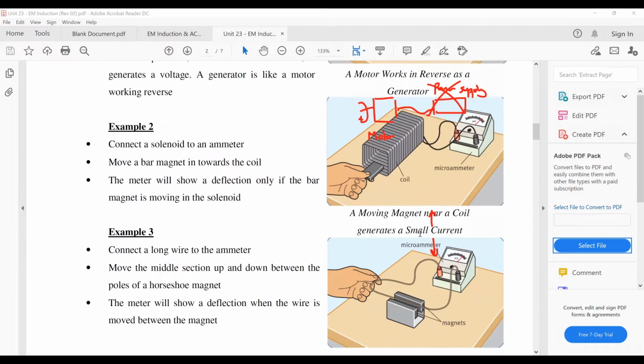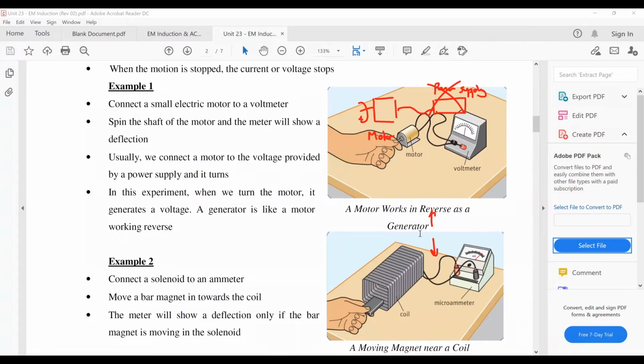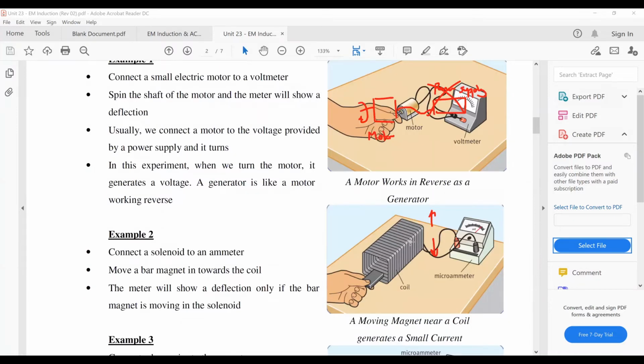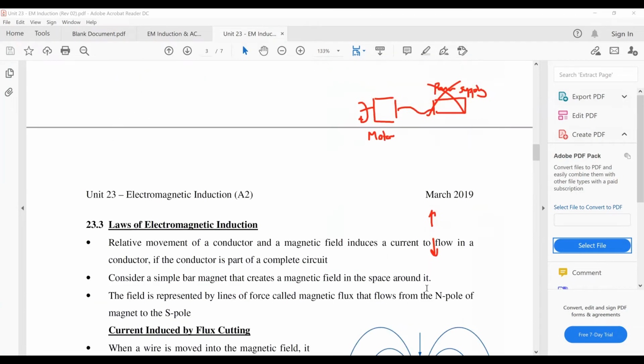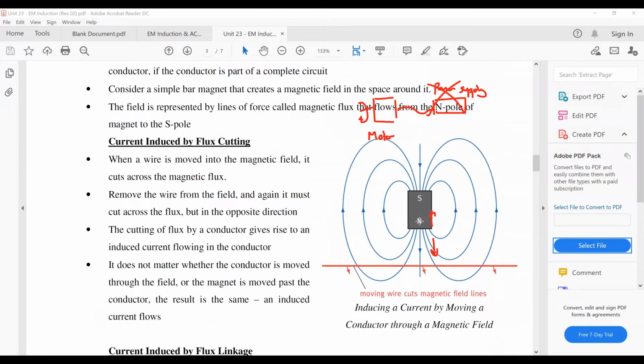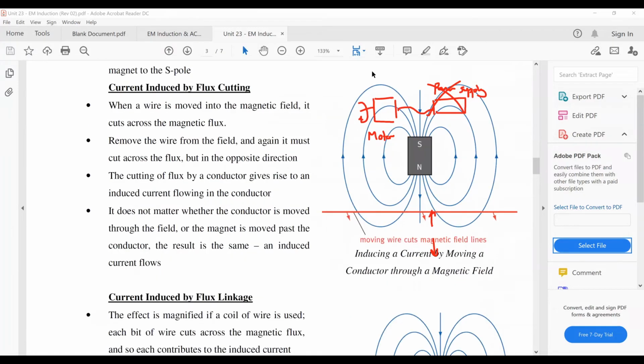So this one here is showing you that somehow, when you have a conductor and a magnetic field, and there's some motion between them, you're going to generate electricity, voltage, or current. So that is electromagnetic induction. How does it actually work?